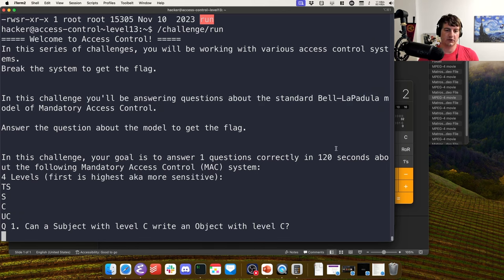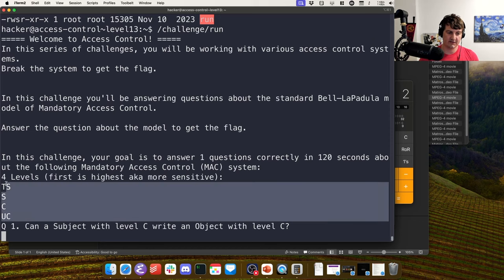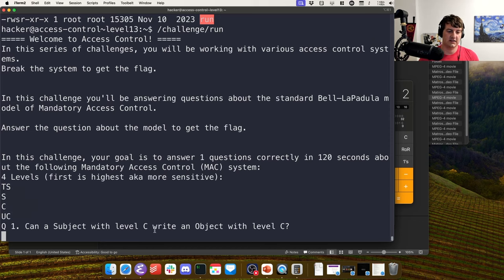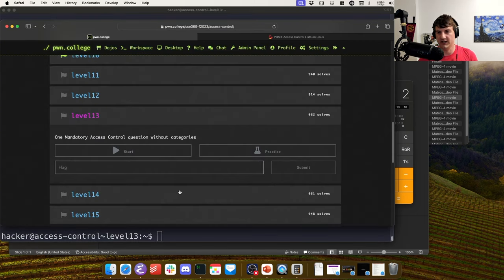So in the challenge, your goal is to answer one question correctly in 120 seconds about the following mandatory access control system: top secret, secret, classified, unclassified, or the levels. Can a subject with level C, so can a classified subject, write an object with level C? The answer should be yes. And it says, great, I solved it. Okay, cool, done, just answer questions.